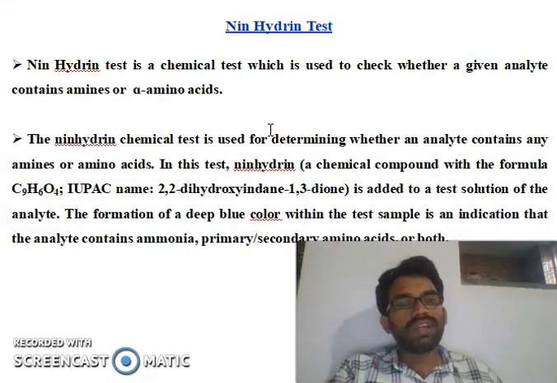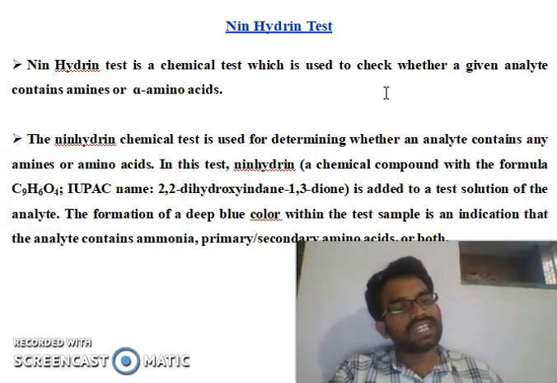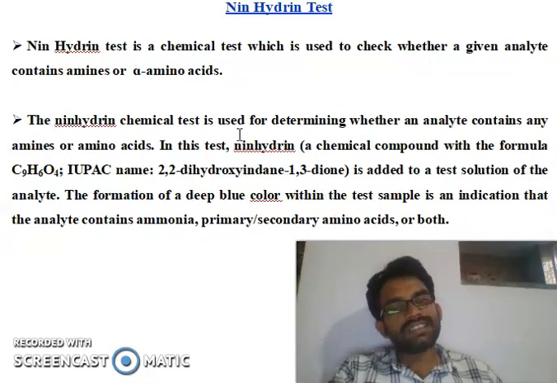So you can see what Ninhydrin is. The Ninhydrin test is a chemical test used to check whether the given analyte contains amines or alpha amino acids. This is the main concept of the Ninhydrin test. The Ninhydrin chemical test is used to determine whether an analyte contains any amines or amino acids.